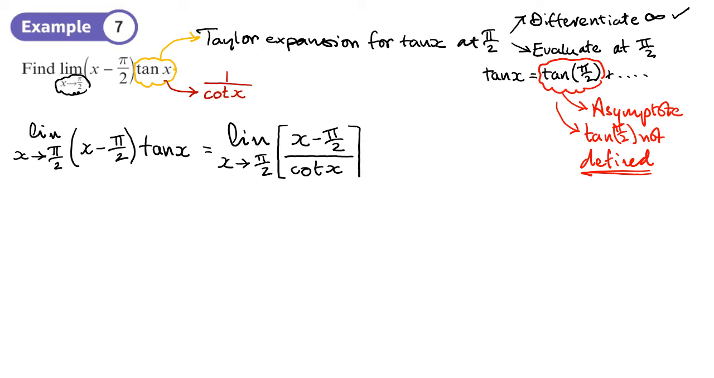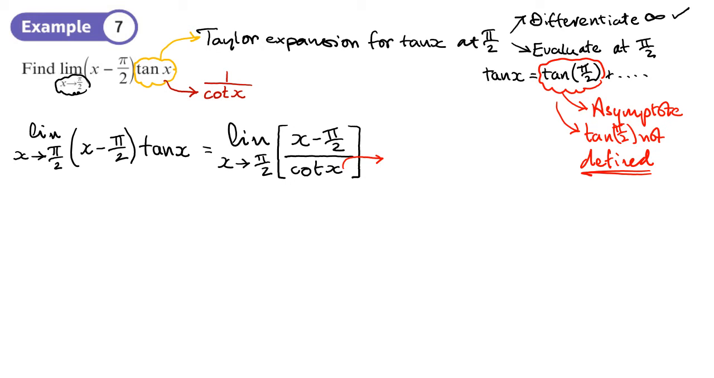Yeah, so we're going to evaluate this, which means we want the Taylor expansion for cot x about pi over 2, which we can do because cot of pi over 2 is going to be, from memory, 0. So it can be evaluated and it can be differentiated.